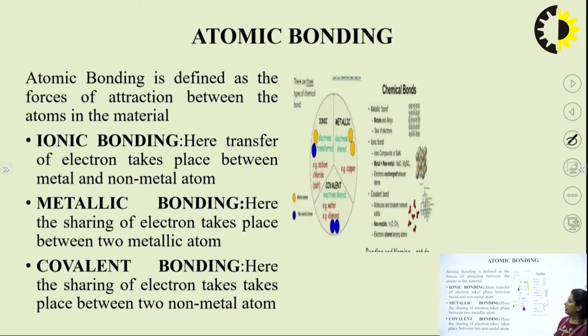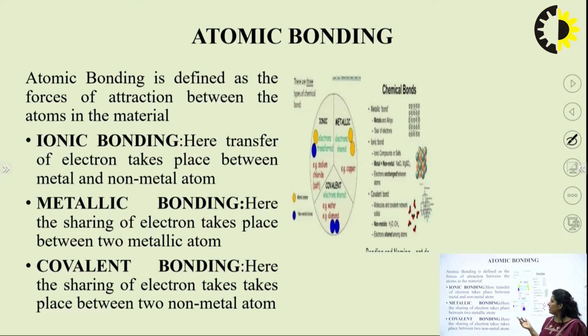So next, coming to atomic bonding. As we have discussed the hydrogen atom, there are different types of bonding. Atomic bonding is defined as the forces of attraction or repulsion between two atoms. So there are different types of atomic bonding. The first one is the ionic bonding. Here the transfer of electrons takes place between a metal and a non-metal atom.